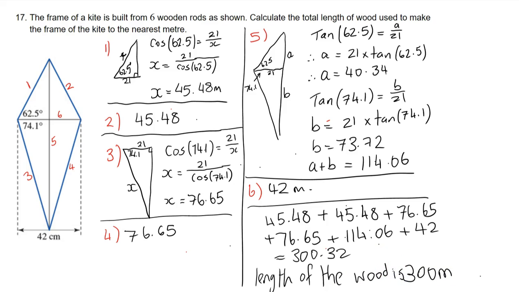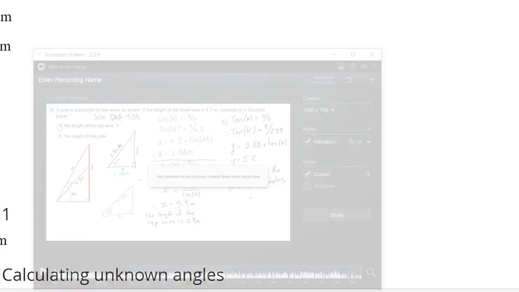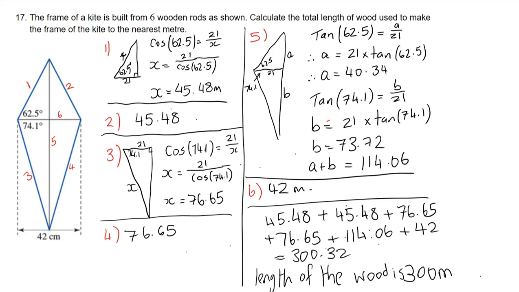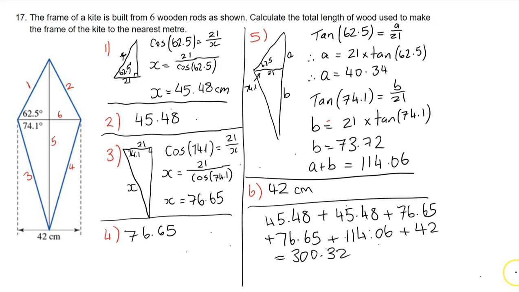It's 300 metres. Okay, this is question 17. Let's check that. 4 metres. What have I done wrong? Okay, so I've done this last step wrong. What I didn't realise is this is all in centimetres, and I've written it in metres. So they're centimetres, and that one as well. I wrote them in metres, which is why my answer is wrong. So I'm going to go back and change that.